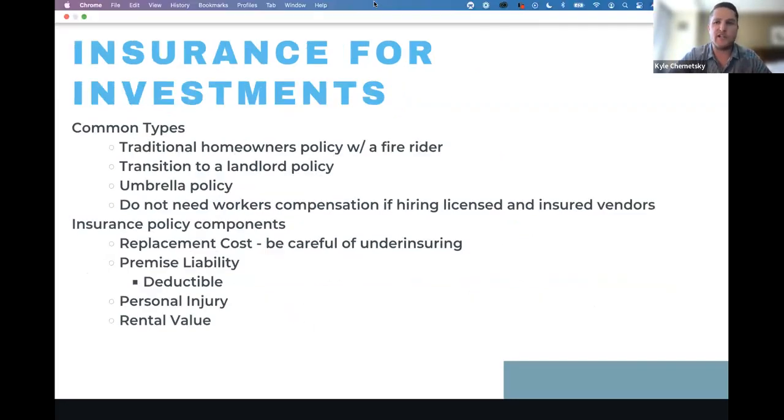And then just a quick overview on insurance. Don't want to spend too much time on this because it's not something that we do. The best thing you can do when somebody has insurance questions is to refer them to a great insurance broker. But just so you're aware, when you have rental properties, you do need either a traditional homeowner's policy with a fire rider, or you can transition to a landlord policy. I also always recommend people have umbrella policies as well, just as additional protection. And then they do not need workers' compensation as long as you're hiring licensed and insured contractors to work at the property.